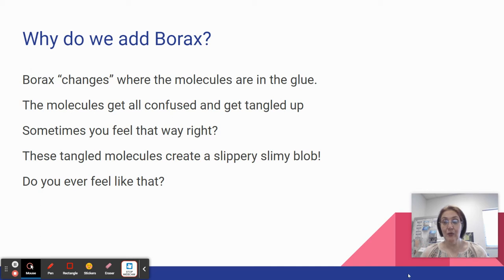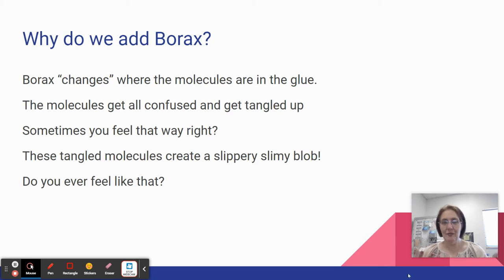And when we added the borax into the water and glue, the molecules in the water and glue got all kind of confused because this stuff that's not supposed to be in it was in it. And so it got all tangled up and confused. Kind of like maybe you might feel sometimes, when you're not really sure and you get confused, you kind of feel all tangled up inside. Okay, well, it's kind of what happened to our water and glue. It got all kind of tangled.